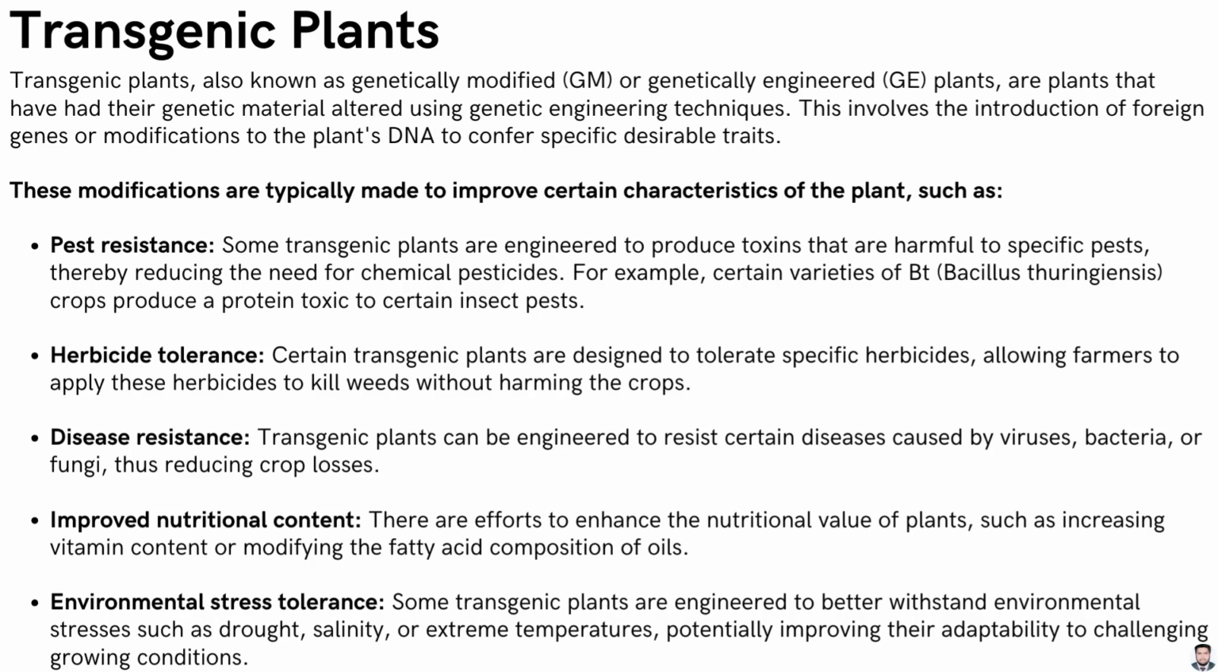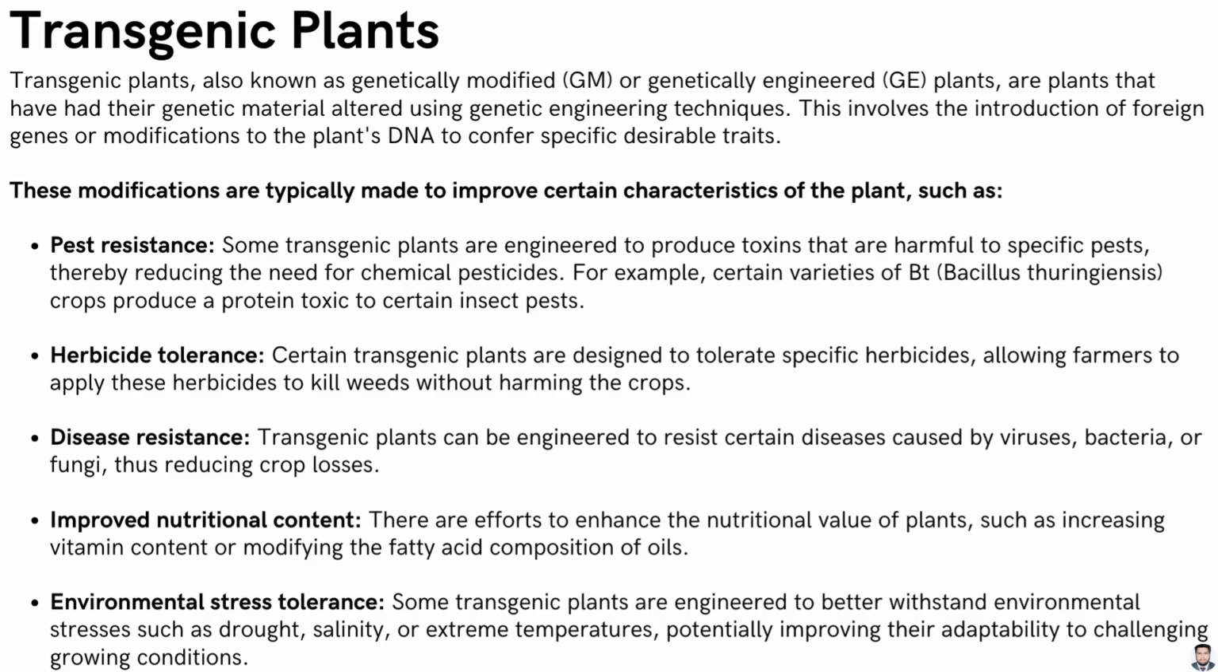Some transgenic plants are engineered to produce toxins that are harmful to specific pests, thereby reducing the need for chemical pesticides. For example, certain varieties of Bt (Bacillus thuringiensis) crops produce a protein toxic to certain insect pests.